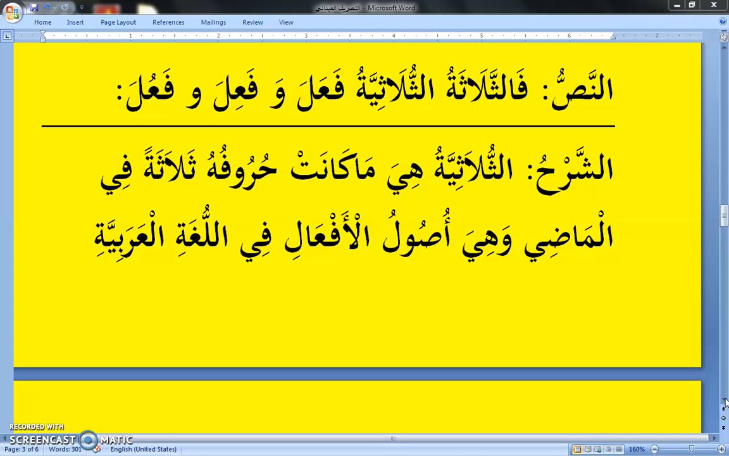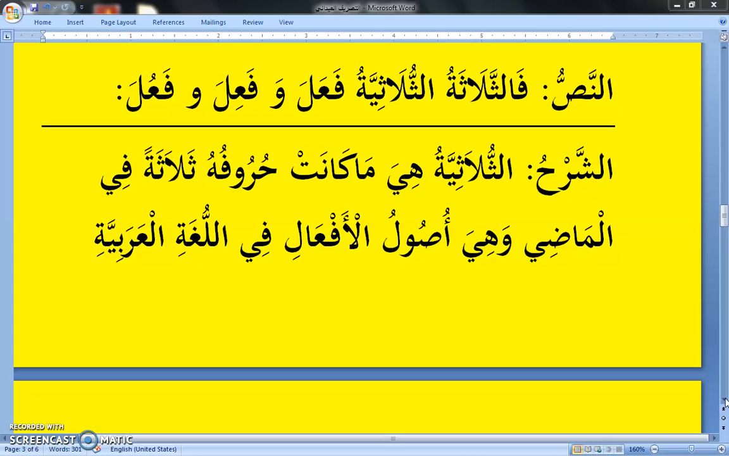Asharh, the explanation or the commentary. Athulathiyatu, the basic three-letter verb. Here ma kanat hurufuhu. It is the one whose letters ثلاثة are 3 in number, في الماضي in Madi, not in Mudari.